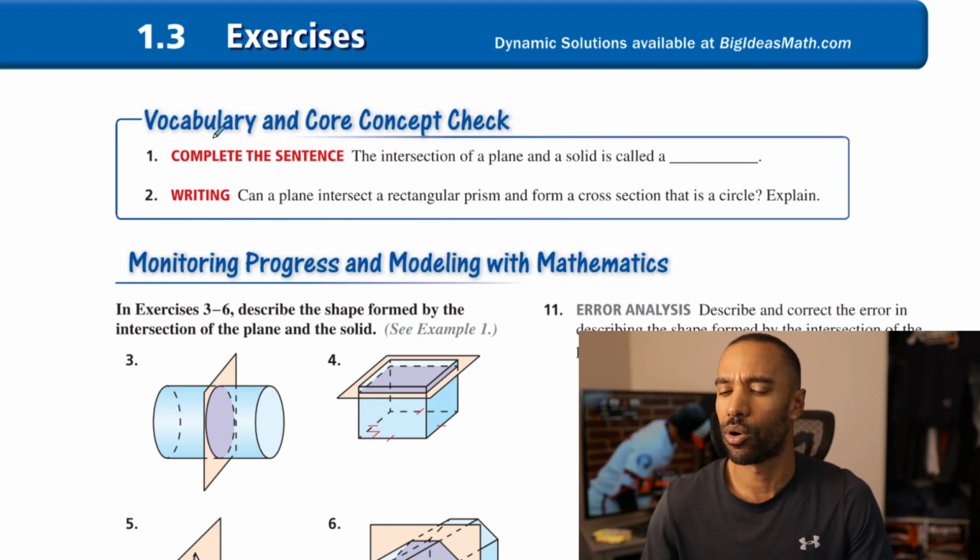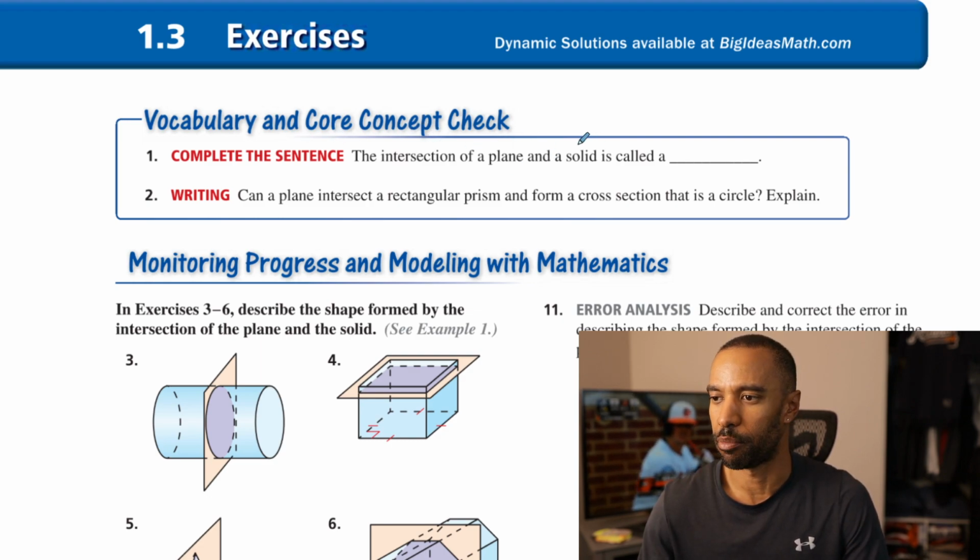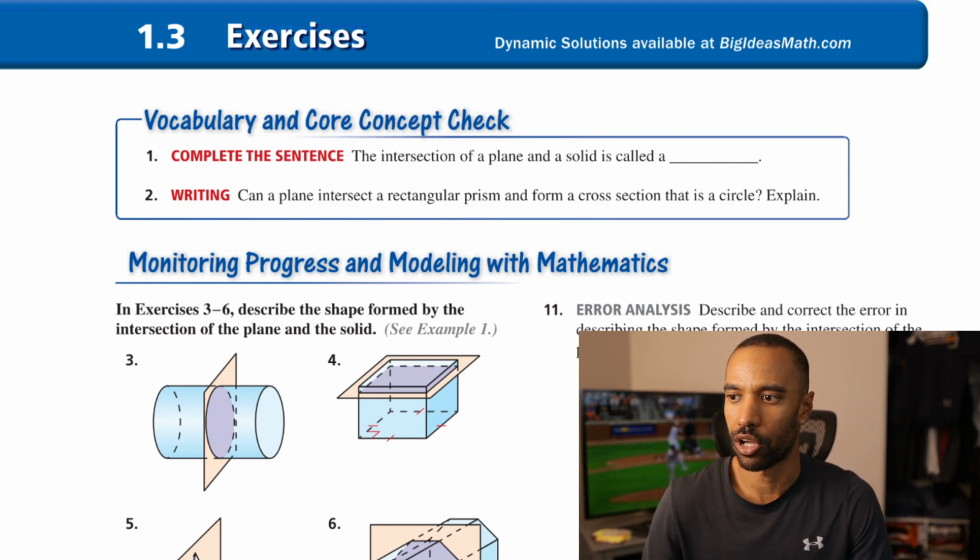Let's start with the vocabulary and core concept check, numbers 1 and 2. Number 1, complete the sentence. The intersection of a plane and a solid, well, that's called a cross section.